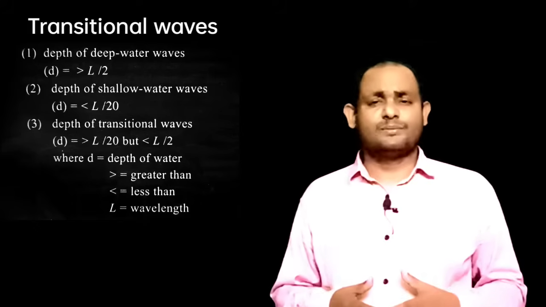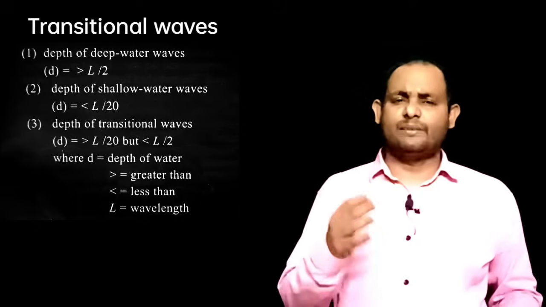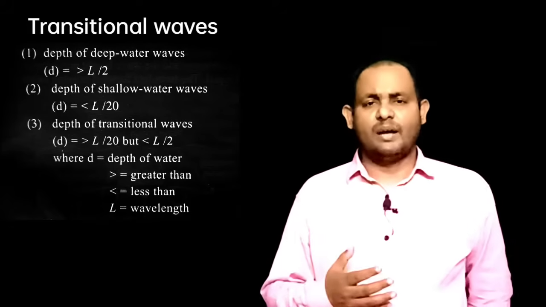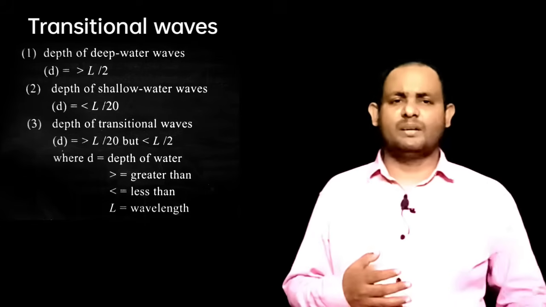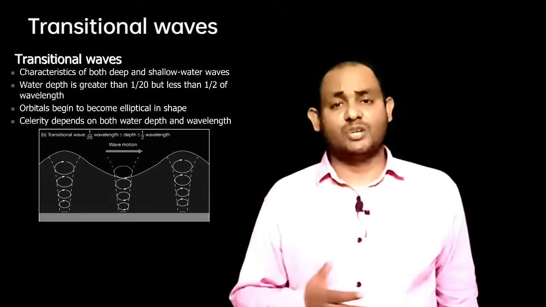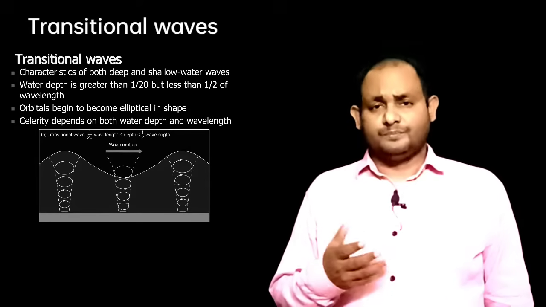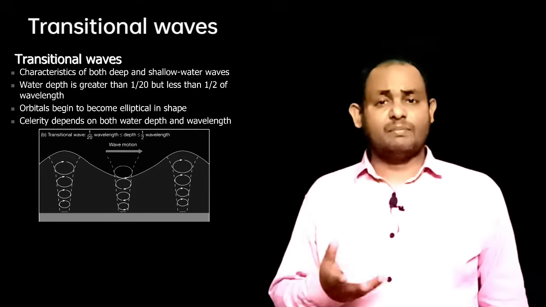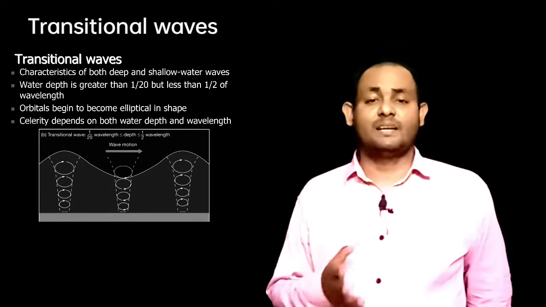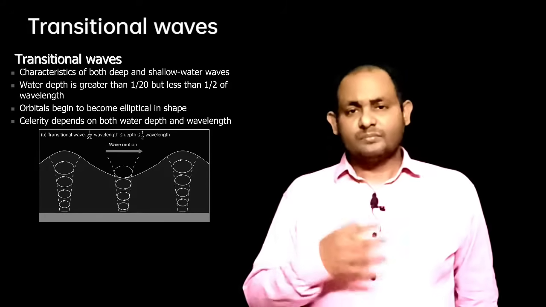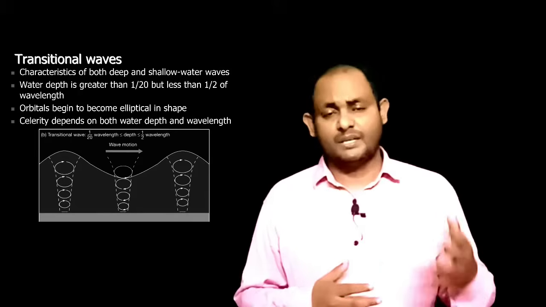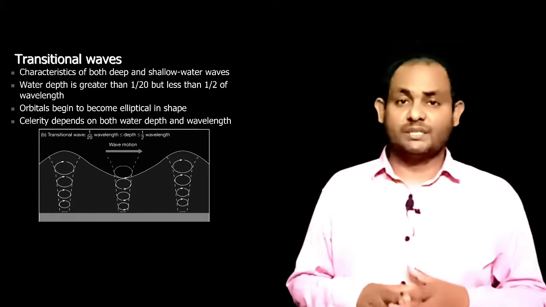The wave speed of the above mentioned three types of waves varies. The speed of shallow water waves depends on water depth. The greater the water depth, the higher the wave speed, and vice versa. The wavelength determines the speed of deep water waves. The longer the wavelength, the greater the speed, and vice versa. Both water depth and wavelength control the speed of intermediate or transitional waves.